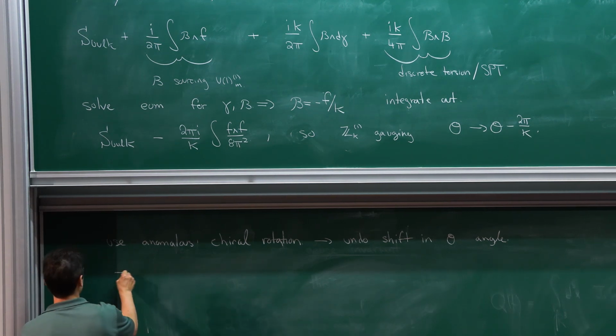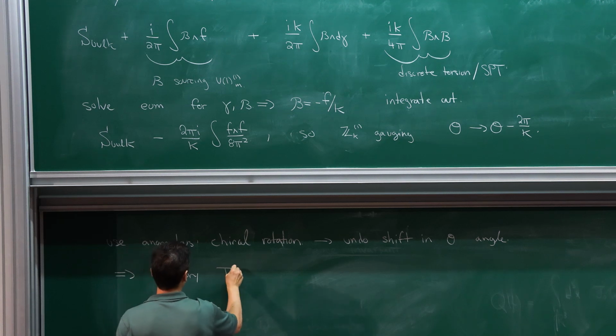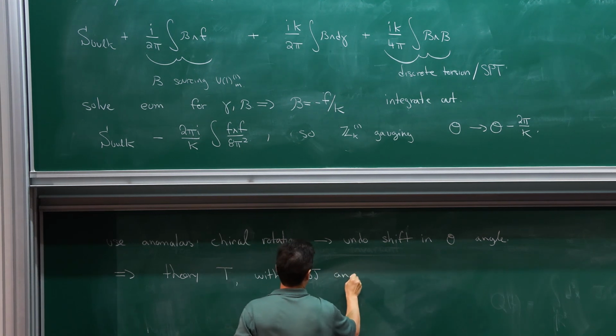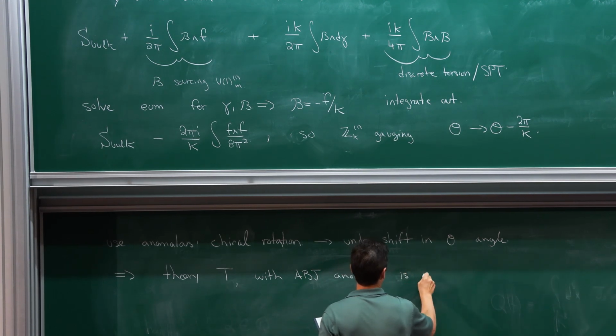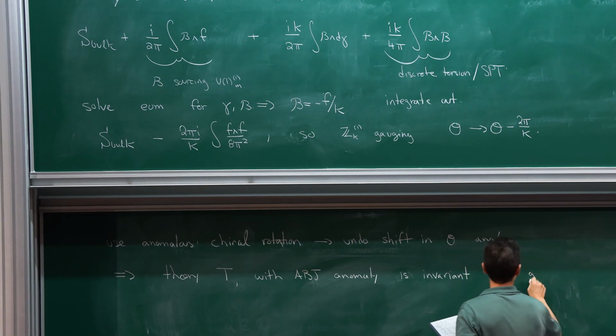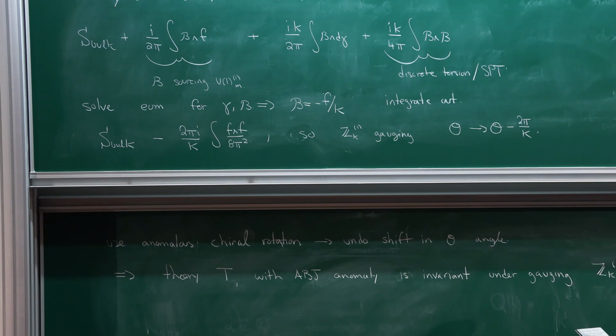And so what are you supposed to conclude from this? An interesting fact is that a theory T with this ABJ anomaly is invariant under gauging this Z_k one-form subgroup, with, of course, appropriate torsion. This is a kind of self-duality.